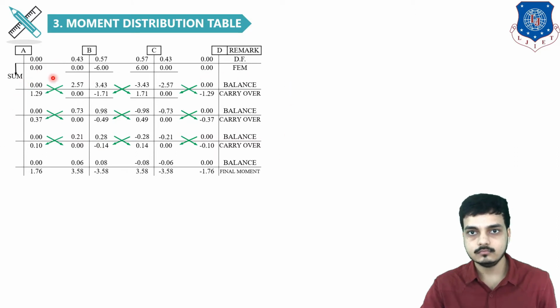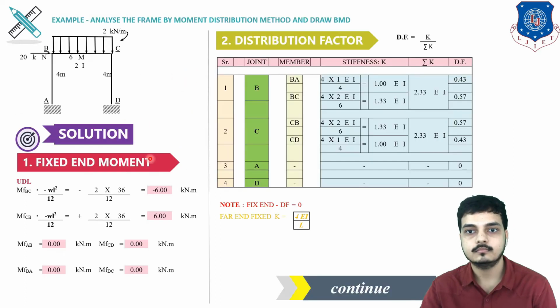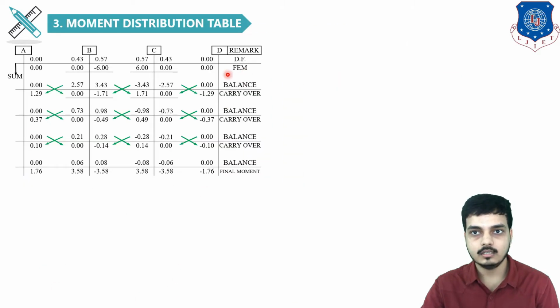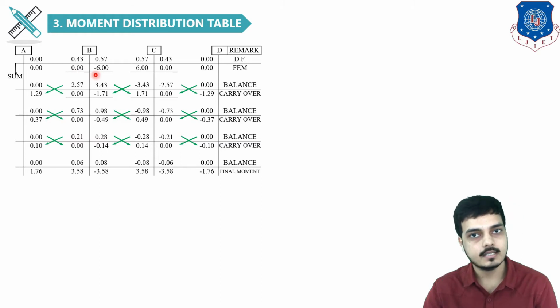Now here you can see this is my FEM. So FEM AB and FEM BA were 0, FEM BC and FEM CB were 6 and then 0, 0. Let's see. We have already found step number 1. Here first we did the distribution factor and then the FEM. Now we have to balance it. So we'll be starting at the center, because we know that the extreme ends are fixed, so they do not need anything done. So we are starting with 0 minus 6 equals minus 6.